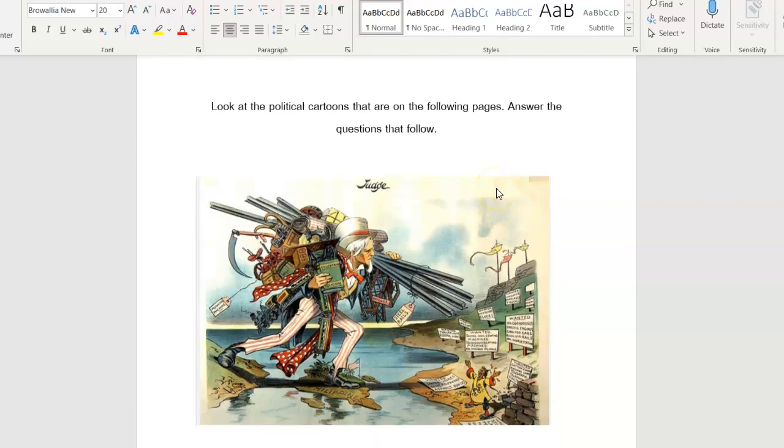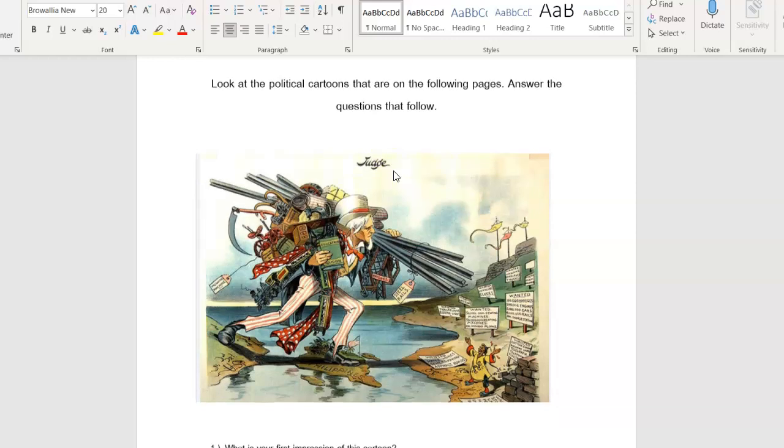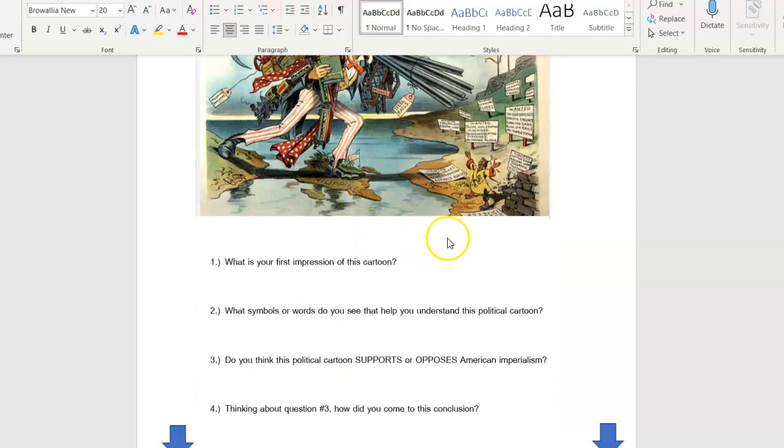All right, everybody. So this is option A here, analyze. What I'm asking you to do is look at the political cartoons that are below and answer the questions that follow. You'll see there's three cartoons and all the questions are pretty much the same. So number one, what is your first impression of this cartoon?